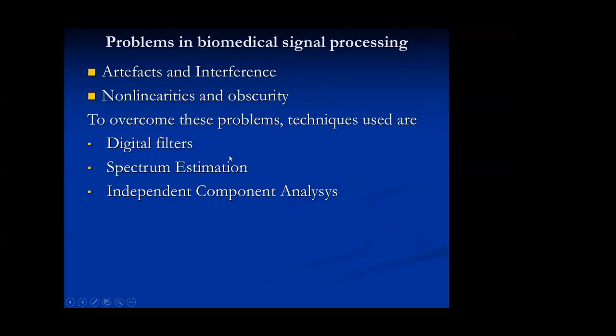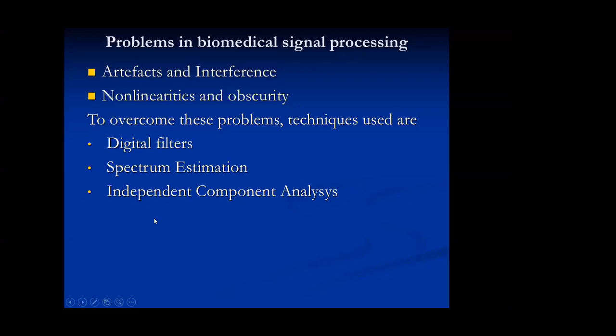To overcome these problems, we have different techniques. We use digital filters, spectrum estimation techniques, and independent component analysis. Basically, these are blind source separation techniques, where we have a mix of signal sources. Some sources are desirable, some are undesirable. By means of spectrum estimation and ICA techniques, we divide the desired as well as undesired sources based on some property, thereby you can easily extract the desired signals.